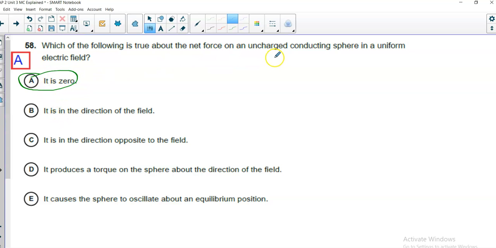If it had a net charge on it, then yes, there would be a force. But in this case, it's uncharged, so for every positive that ends up on one side of the sphere, a negative will end up on the other, pulling the other way, pushing the other way. So, all right, I think that's it.